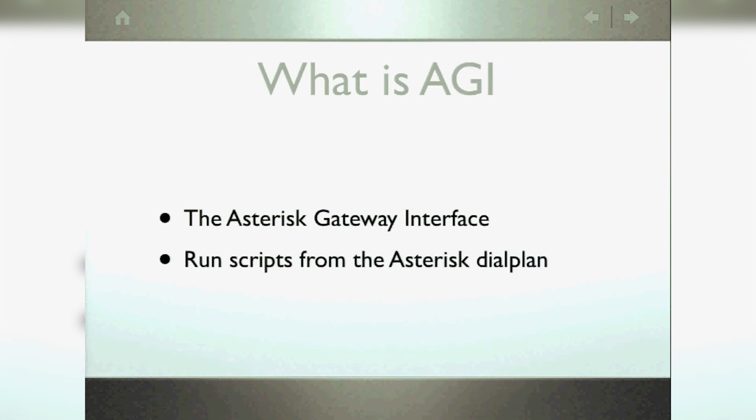AGI is the Asterisk Gateway Interface. That's what you would run from the Asterisk dial plan. So if you wanted to write a script that gets run from the Asterisk dial plan, it reads from the standard input and writes to the standard output. So you can basically use any language you like. And that's more in the context of a single call, whereas the Asterisk Manager Interface is within the context of the whole PBX.